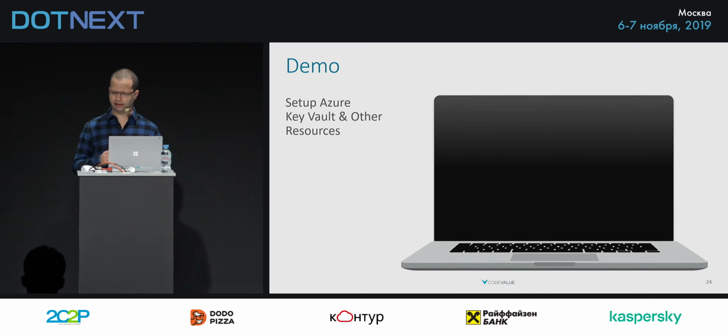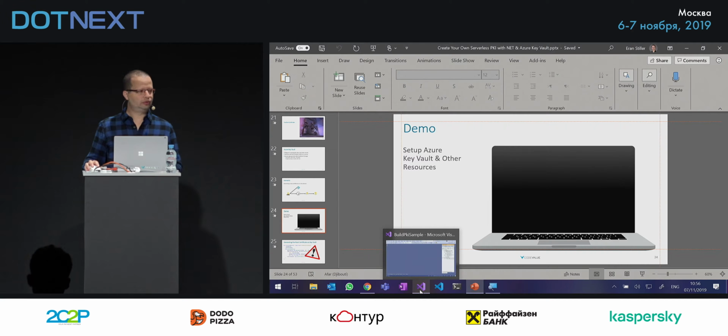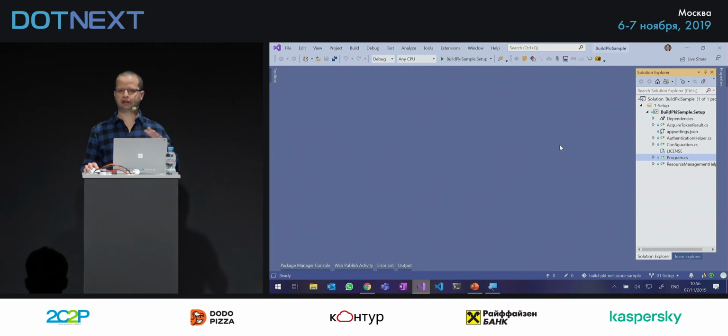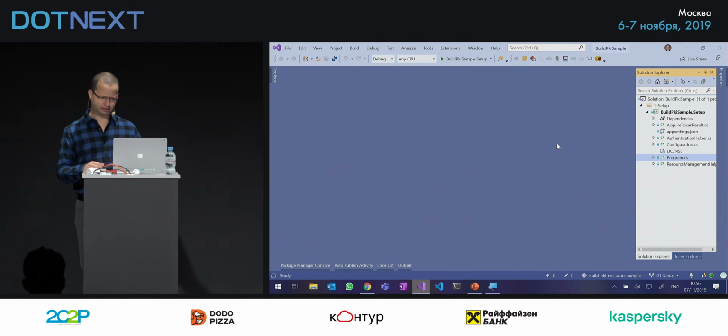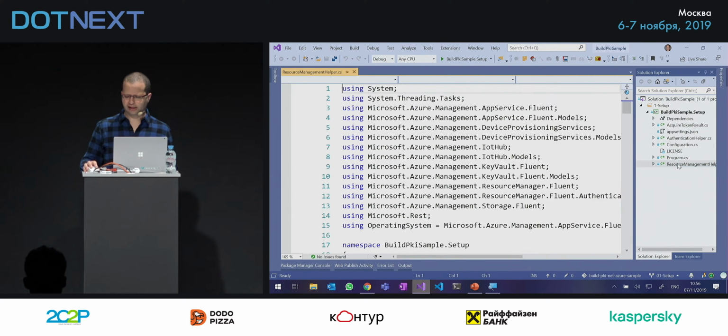Now, in order to do that, we need to set up several cloud resources. You can do it manually in the portal. You can also use ARM templates. You can also use code. Since this is a .NET conference, I decided to do it using C#. Now, all the code I'm going to show you is open source on GitHub. You have the link to it on the slides, both on the .next slide deck, and you have it here at the end. So basically what we have here is some code.